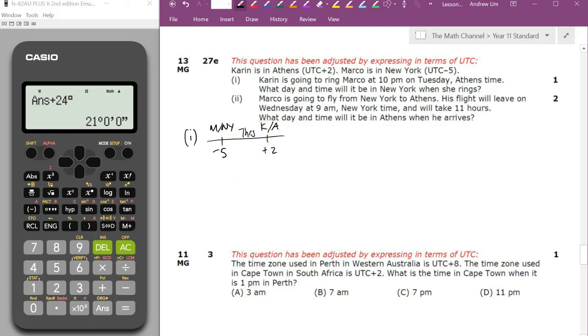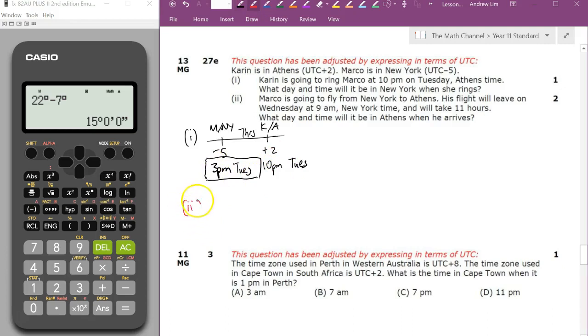Karen's going to ring Marco at 10 p.m. on Tuesday, Athens time. What day and time will it be in New York when she rings? So I'm going to take my 10 p.m., which is 22 hours. I'm going to minus our 7 hours. Okay, that's 15. That tells me that's 3 p.m. on the same day. We just went backwards, so still Tuesday. Done.